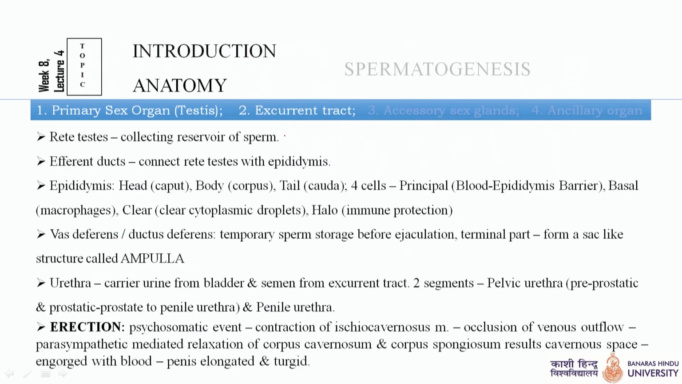Now, let us come to the excurrent tract. Once the testis is over, the next structure is the rete testis, right? The rete testis is a collecting reservoir of spermatozoa. And then next are the efferent ducts, which connect the rete testis with the epididymis. Then the epididymis has three parts: head or caput, body or corpus, and tail or cauda.